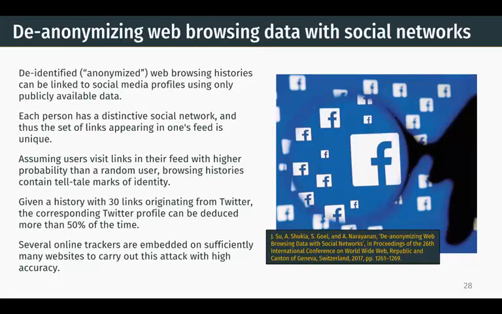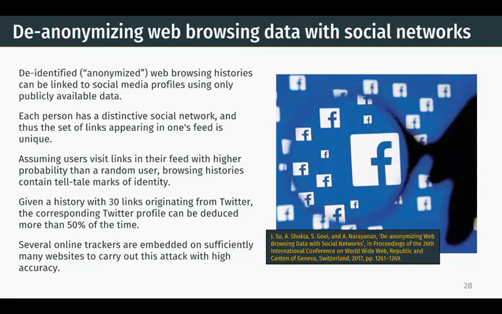And my final example here of de-anonymizing things, and this is a very recent thing because this is a publication from this year, is de-anonymizing web browsing data with social networks. So anonymized browsing histories can be linked to social media profiles using only publicly available data. So you might have anonymized browsing histories when you allow Google Chrome to track your history, or just by doing web searches and things like that.